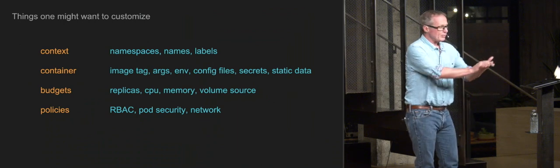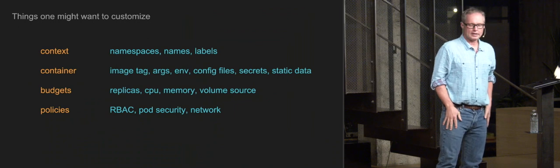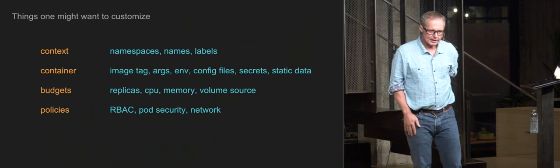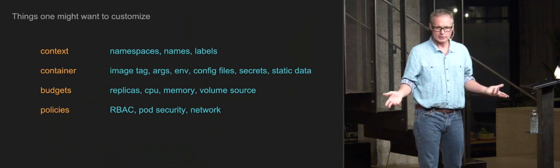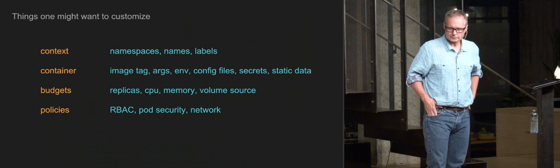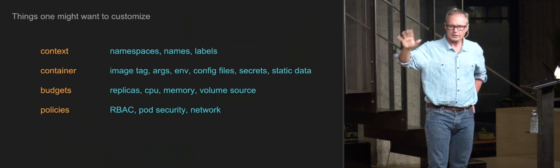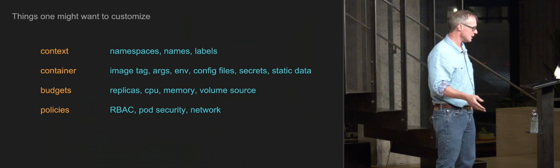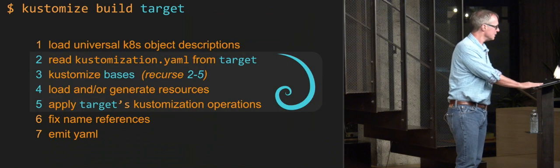So many things you might want to customize: namespaces, names, labels, annotations. Your container, you're going to want to change the image tag as you roll out new versions, but maybe all you want to do is change the image tag and leave everything else alone. As you go to your production cluster and your staging, you're going to want to change your number of replicas, your CPU, your memory allocations, and so forth. Kustomize lets you do this in a sort of straightforward fashion.